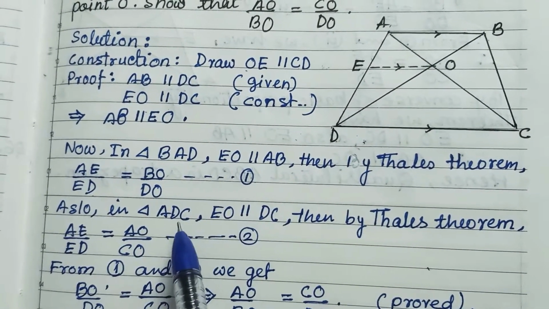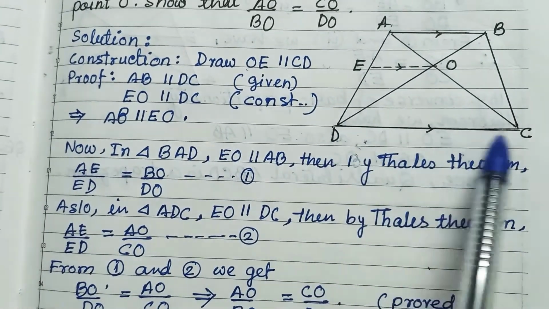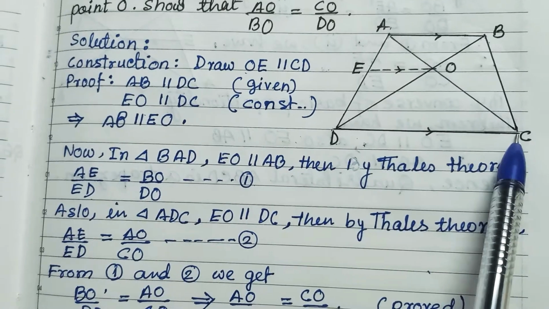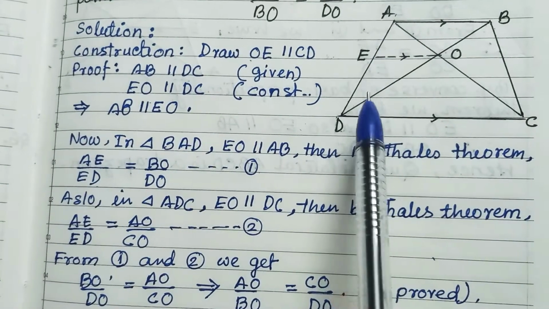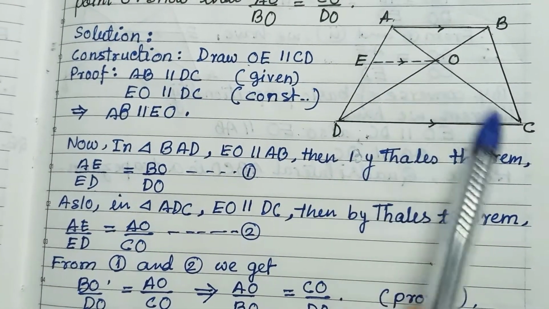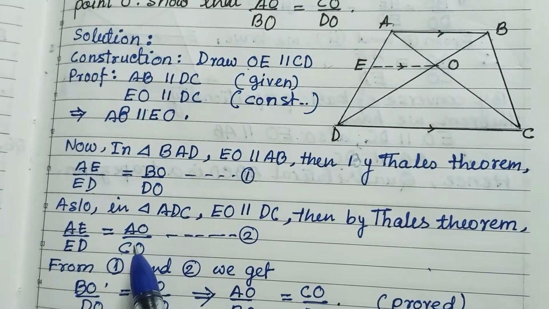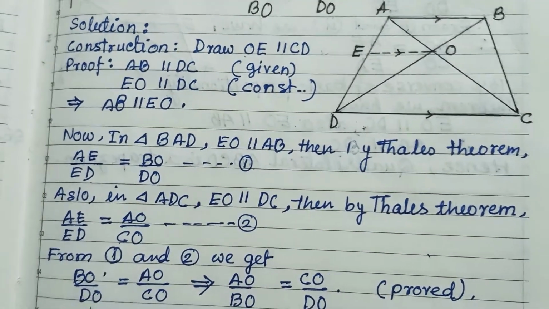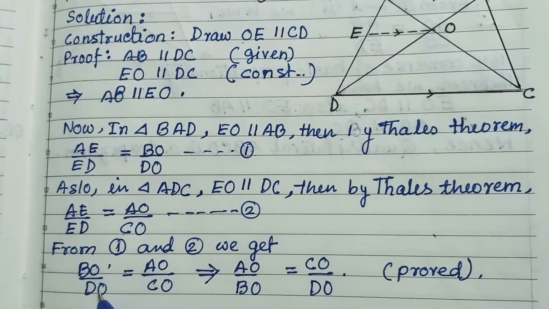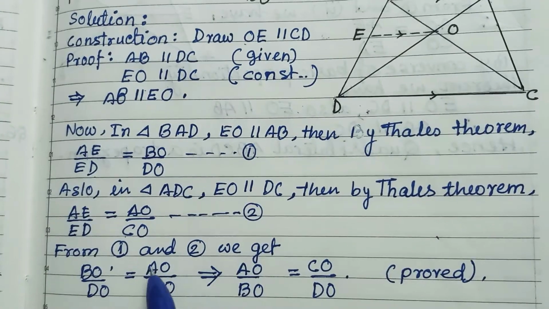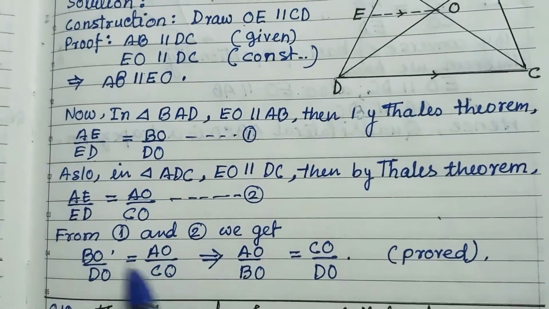Second relation: in triangle ADC, this triangle, EO is parallel to DC. So by Thales theorem again, AE upon ED is equal to AO upon OC. The left-hand side is the same, so the right-hand side must be equal. So BO upon DO is equal to AO upon CO. Now if you change this, AO upon BO equals CO upon DO.